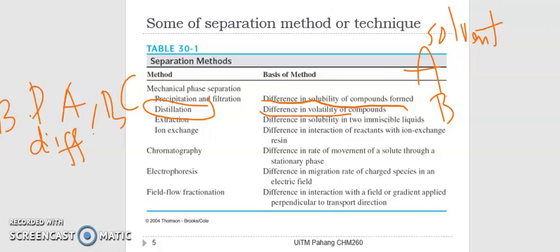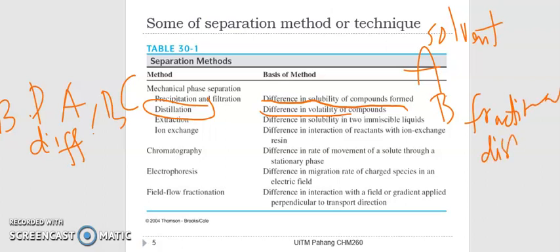Kita buat macam mana? Kita panaskan lah. So the one with the lower boiling point akan keluar dulu, leaving the one at higher boiling point. Lepas tu kita keep on increasing the temperature, so yang kedua pula akan keluar. So this is one example of distillation, dekat fractional distillation lah. We have fractional distillation.